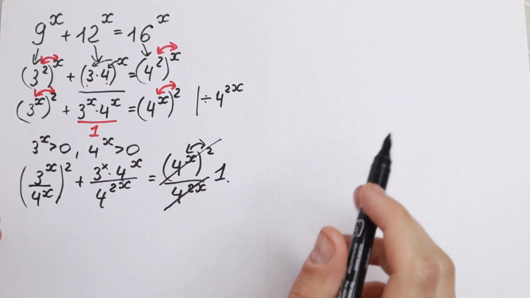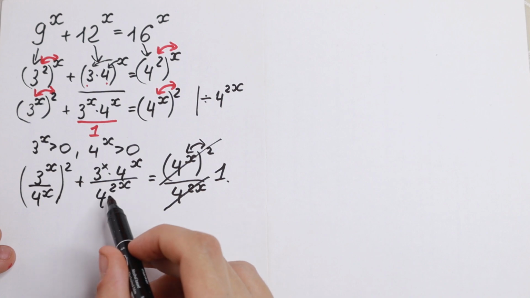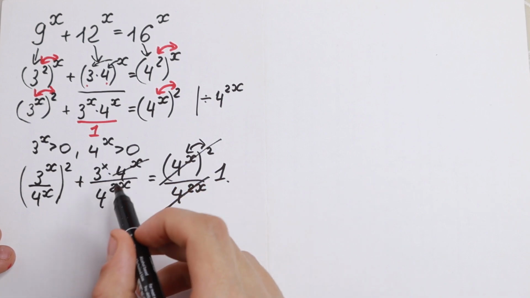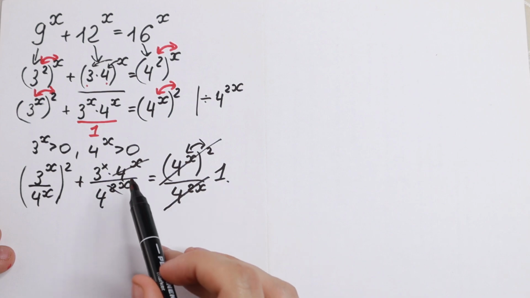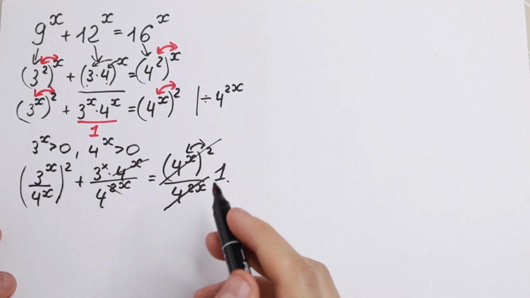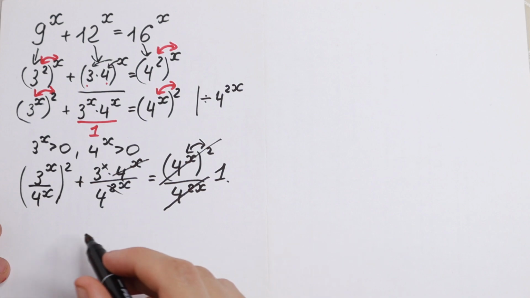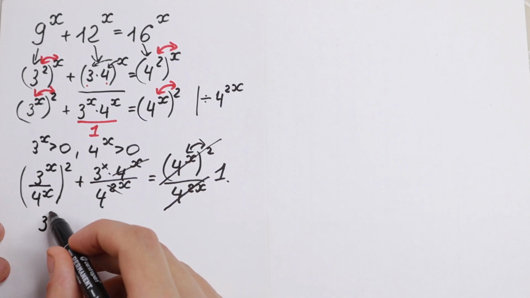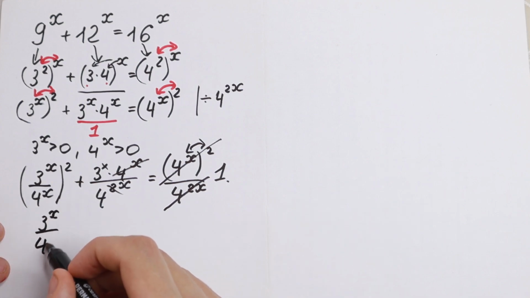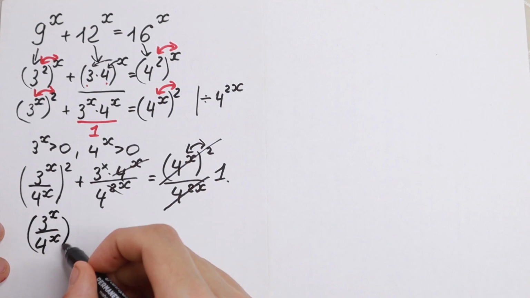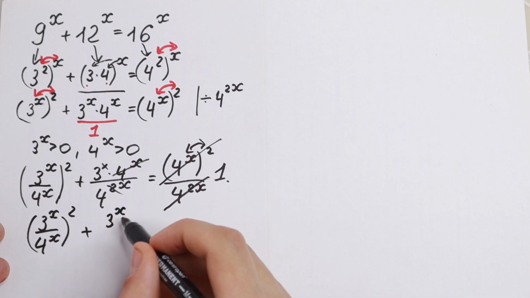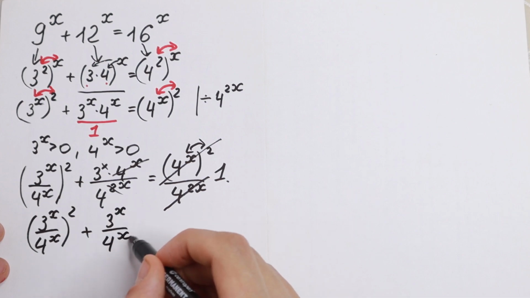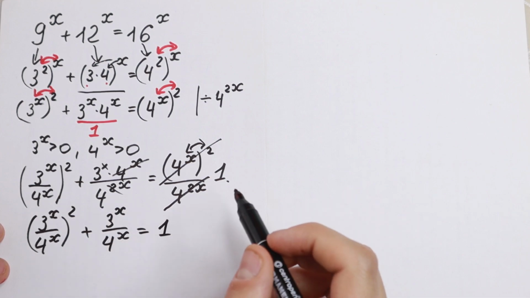So what equation will we have as a result? Right here we can cancel this 4 to the power x with this second power, because right here we have 4 to the power x times 4 to the power x, and we cancel with this one. So what equation will we have as a result? We will have an interesting equation: (3 to the power x divided by 4 to the power x) squared, plus 3 to the power x divided by 4 to the power x, equal to 1.